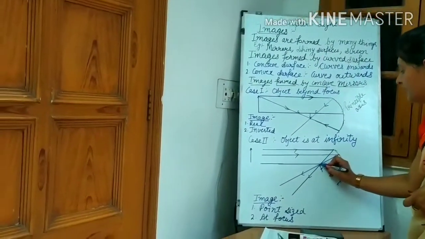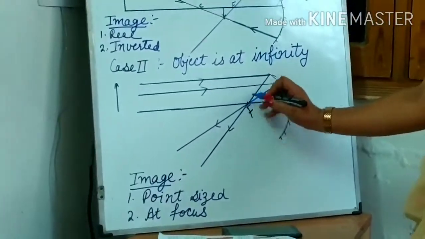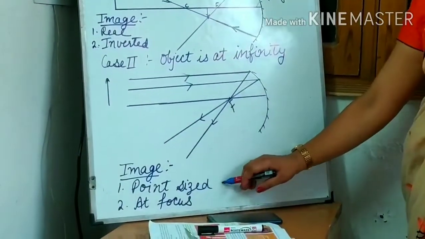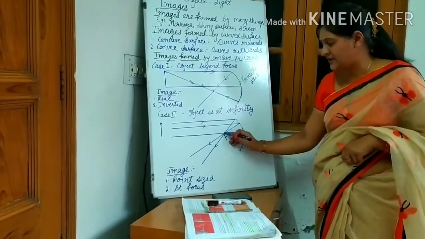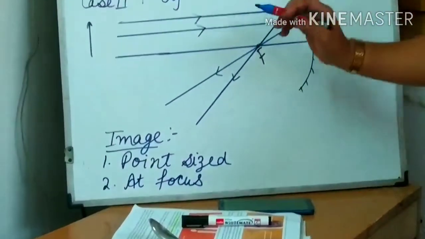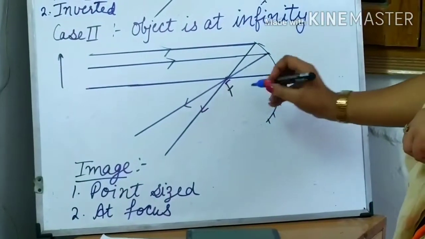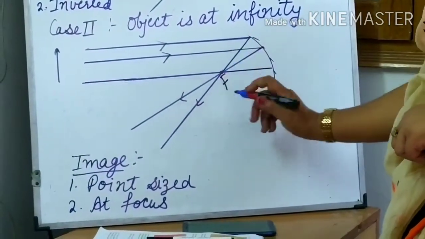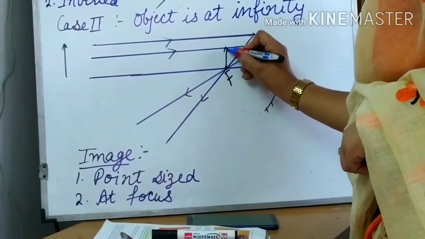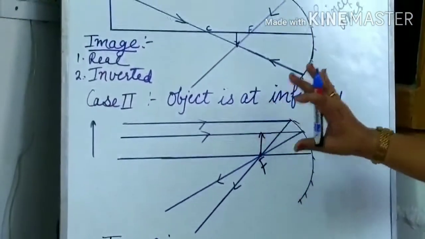And here, when the light rays intersect at the focus, the image formed will be a point-sized image. Only a point is there and it is at the focus. One thing: if the object is moving forward, then the image will become larger. And when the object comes to this point, the image will be the largest image.